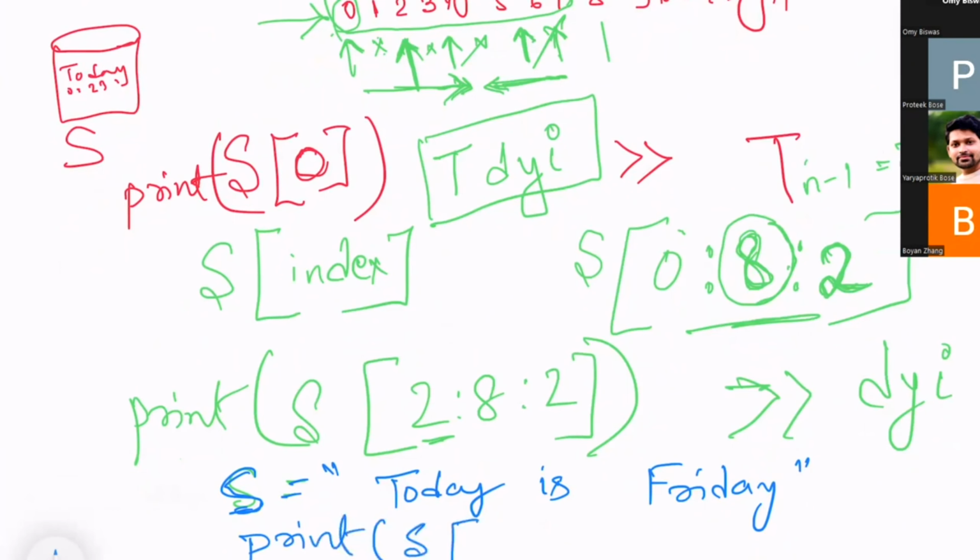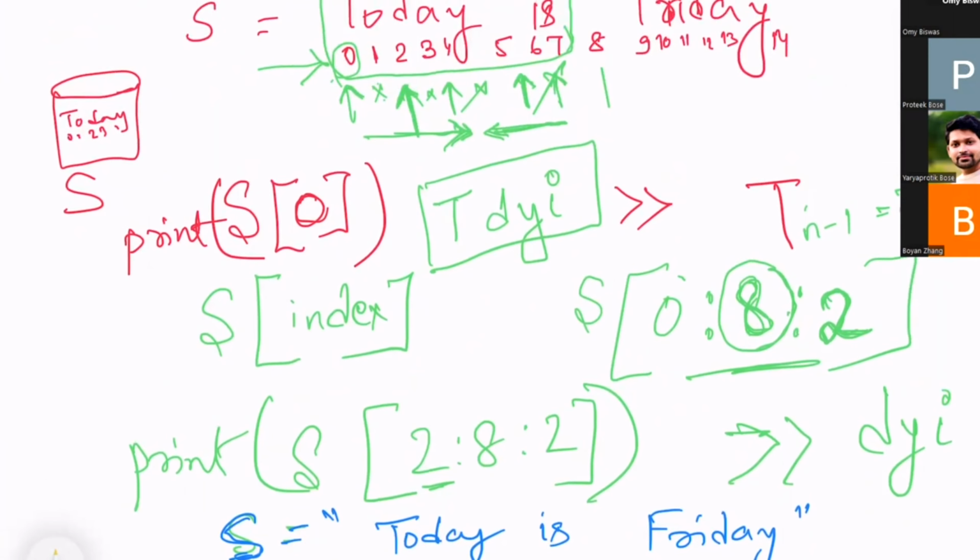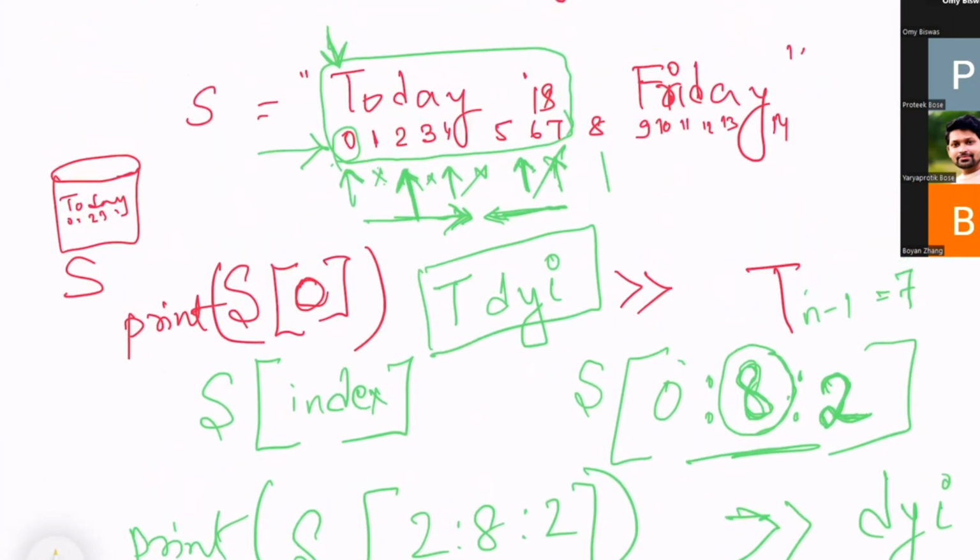Print S of 3, 15, 3. I'll give you the example of the previous one. Whenever it is written like initial position, final position, and step like this, that means first you will see the index 0, where it is. It is here at 0th position. Then final will be always n-1, that is 7th. This is the 7th position. So now you got the range. This is the first step.